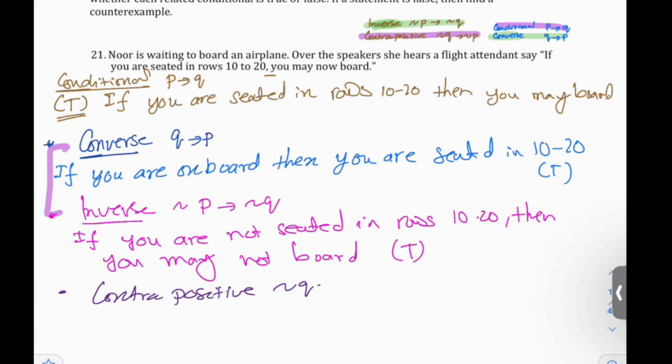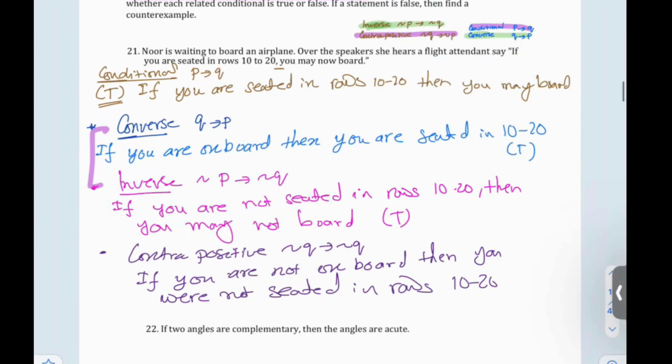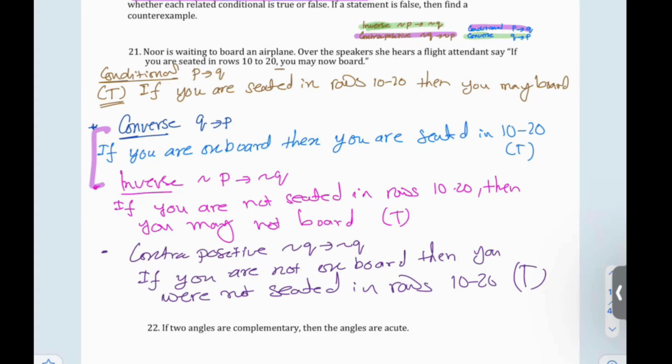And the contrapositive is this way. If you are not on board, then you were not seated in rows 10 to 20. And this is also true, as it is compatible with the first one. If you are not allowed to board now, then you are not seated. It's the same. You can paraphrase it the way you like.